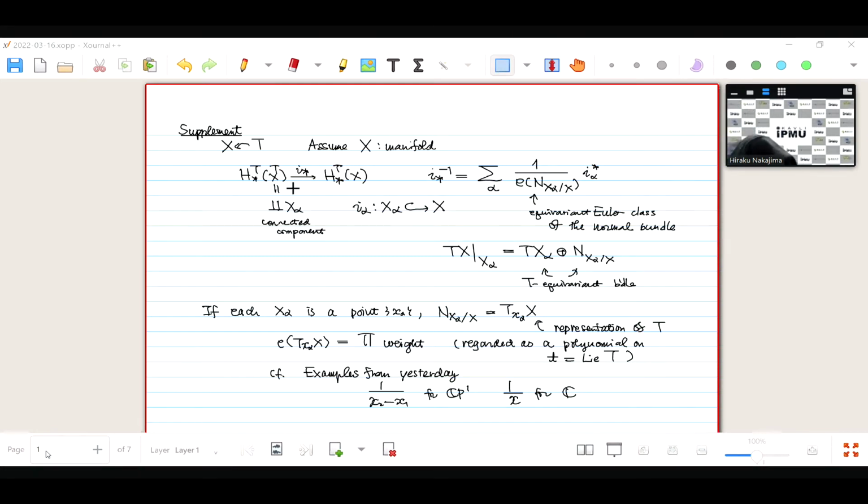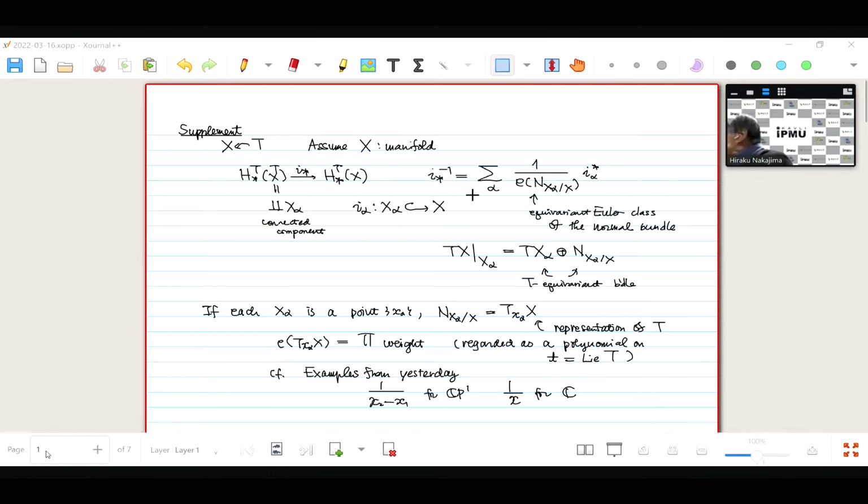And then if we assume X to be a manifold, then we can write down the inverse explicitly. I mean, it's already indicated in the examples which I mentioned yesterday. Anyway, let me go on. So suppose the T fixed point set decomposes into connected components like this. So X alpha is a connected component, and I restrict the inclusion i to each connected component and denote it by i alpha.